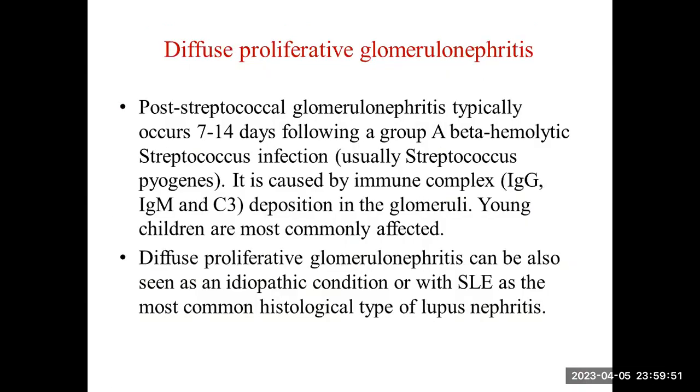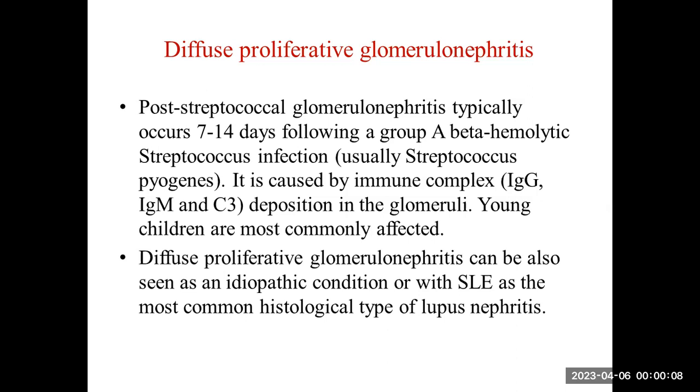So now let's talk about diffuse proliferative glomerulonephritis. And at that point, we will start talking about the types of glomerulonephritis which have a tendency to present with acute manifestations. That means they can lead to acute kidney injury. They can present as nephritic syndrome and can progress to acute kidney injury.